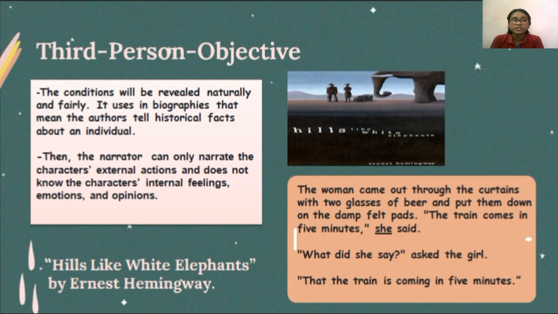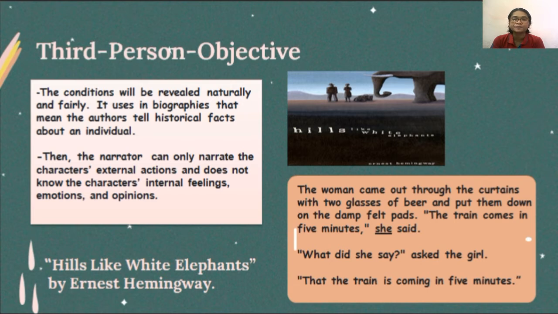So the first type of third person point of view is third person objective. In this point of view, the facts of the condition will be revealed naturally and fairly. This category is usually seen in biographies, meaning the authors tell historical facts about an individual. The facts revealed will not take sides. Then the narrator will only narrate the character's external actions and doesn't know the character's internal feelings, emotions, and opinions. And one example of a story which uses this point of view is Hills Like White Elephants by Ernest Hemingway.